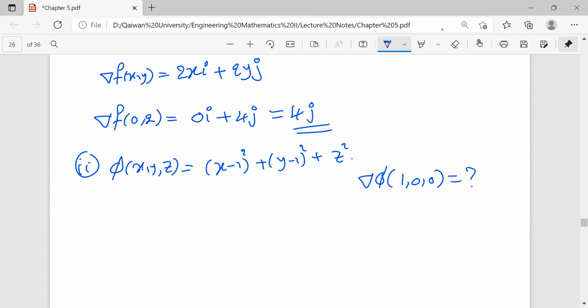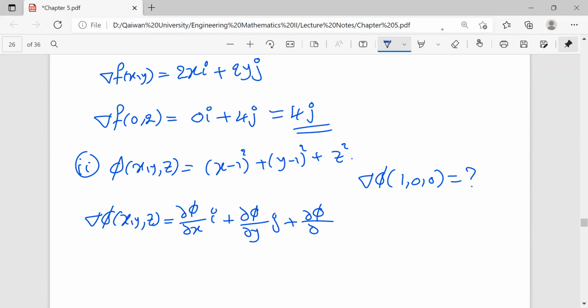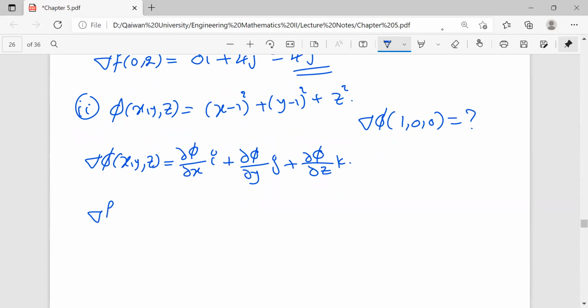We say grad phi of x, y, z equals partial phi by partial x times I, the derivative of the function with respect to x multiplied by I, plus partial phi by partial y times j plus partial phi by partial z times k. Let's find these partial derivatives with respect to x, with respect to y, and with respect to z.